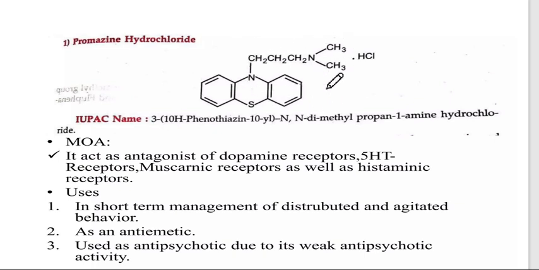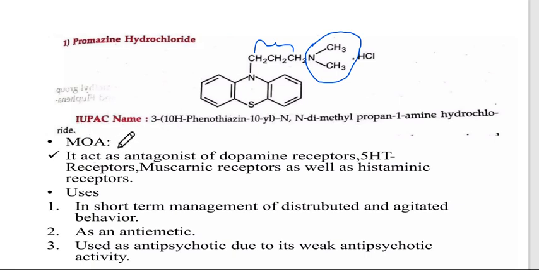It has an aliphatic side chain and a hydrochloride, and this is the N-propyl, and this has an NCH3CH3, that is, this is the totally aliphatic side chain, and the IUPAC name is 3-(10H-phenothiazin-10-yl)-N,N-dimethylpropan-1-amine hydrochloride.